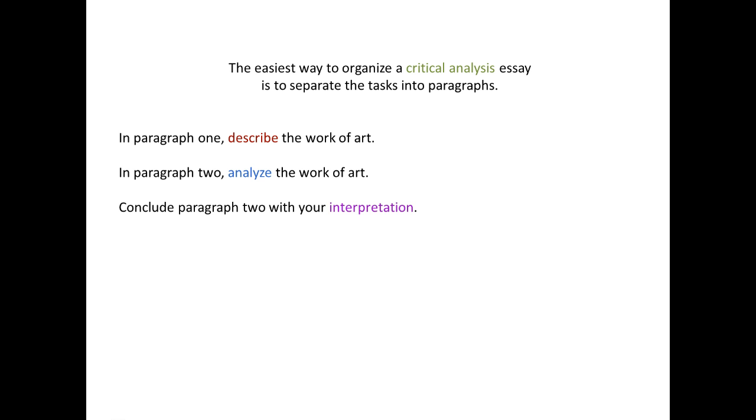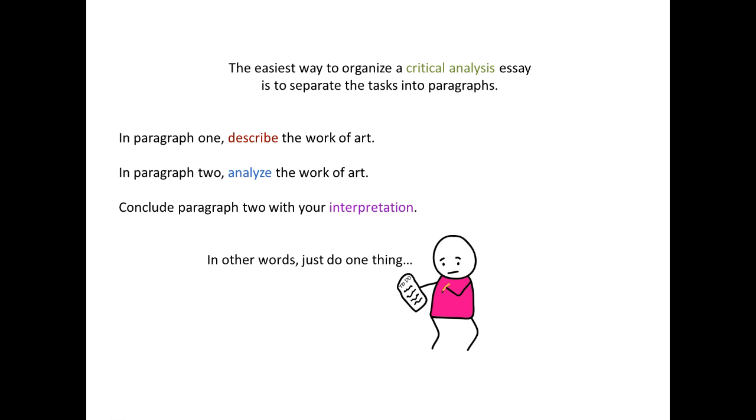The easiest way to organize a critical analysis essay is to separate the tasks into paragraphs. In paragraph 1, describe the work of art. In paragraph 2, analyze the work of art. Conclude paragraph 2 with your interpretation. In other words, just do one thing at a time.